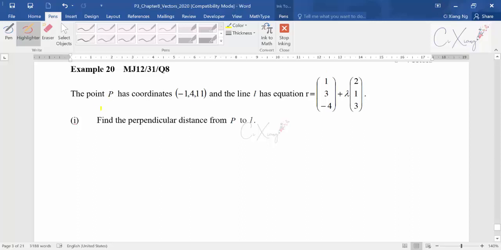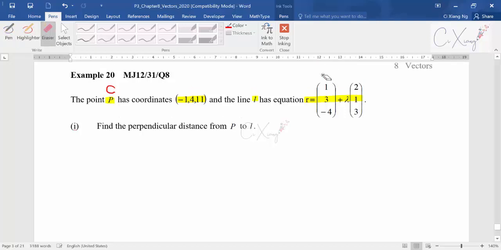Okay, so example 20, this is the question. We are given a point. In this example, we name it point P. If you want to compare it to the method that we use, that is point C in our formula. Okay, and then the line has this vector equation. If you want to compare, this is OA, and this is your AB, or the direction of the line.